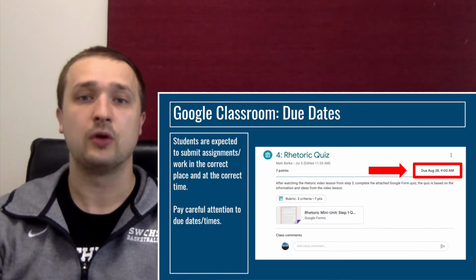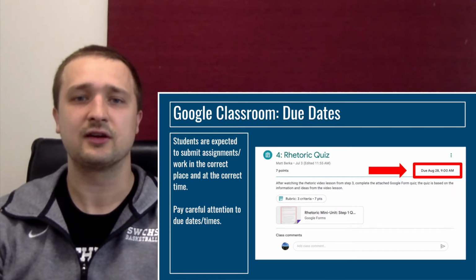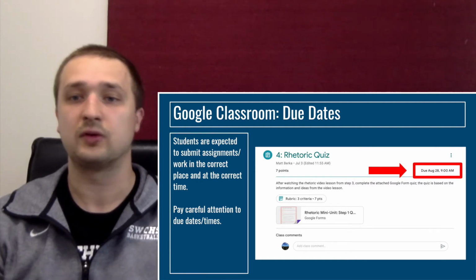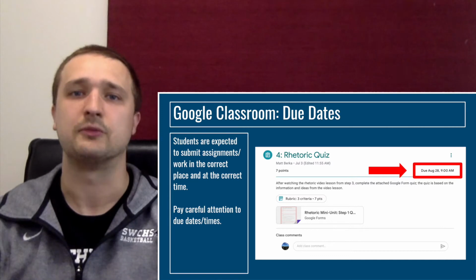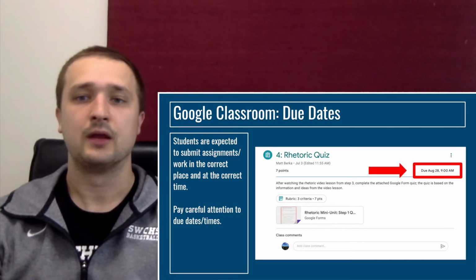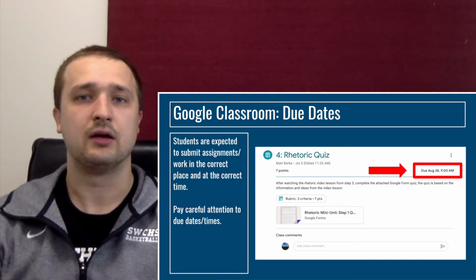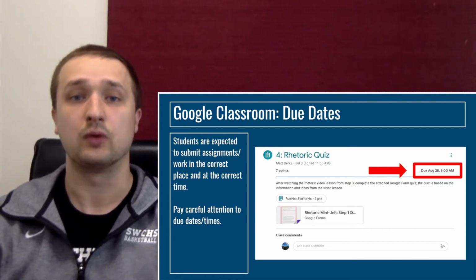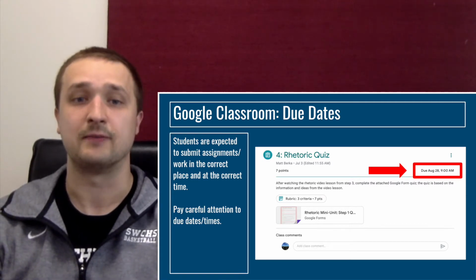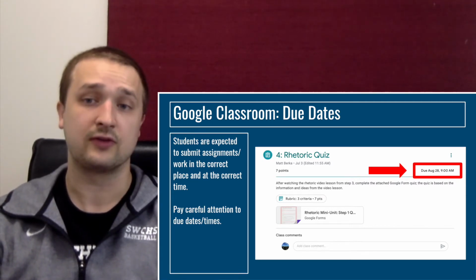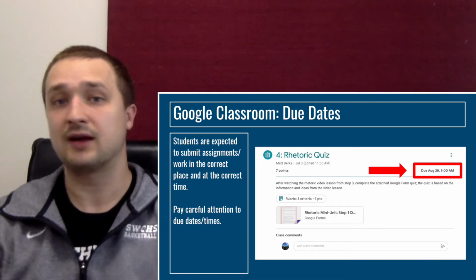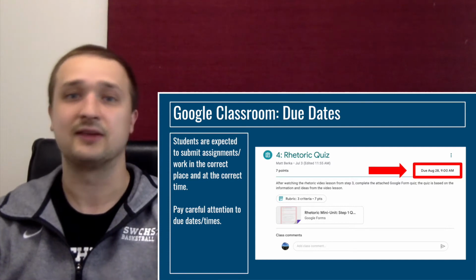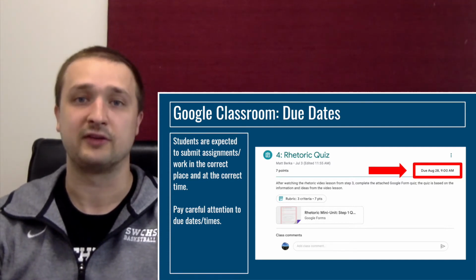I also want to let you know to be mindful of due dates. You can see here on Classroom again, it's a different assignment, but on the right where it's highlighted, it says due August 28th, 9 a.m. Now those are all example dates and times, so don't worry about them. But you want to be mindful of all of your due dates on Classroom. Students are expected to submit assignments and work in the correct place and at the correct time. So that means that if it says it's due August 28th at 9 a.m., by the time the clock hits 9 a.m., your assignment has to be in there. And if it's any time after the clock hits 9 a.m., it's considered late. And then that falls within our late work policy for the course.